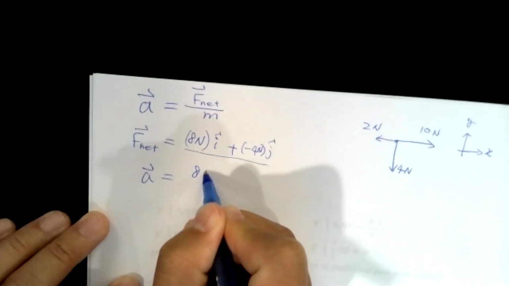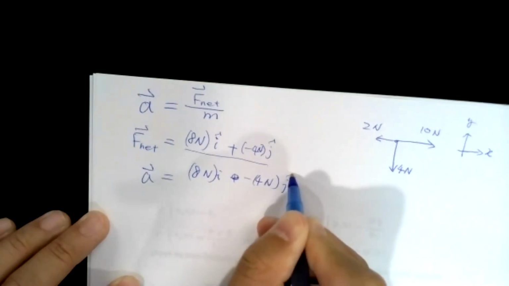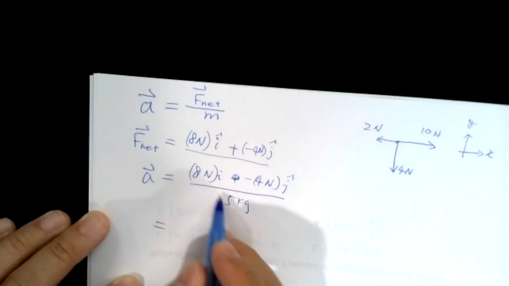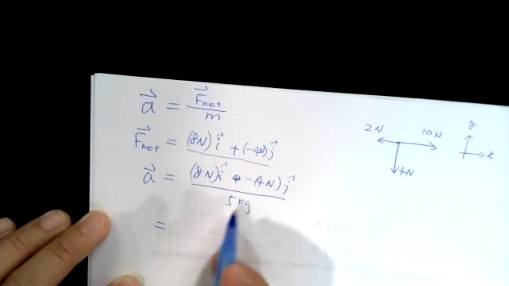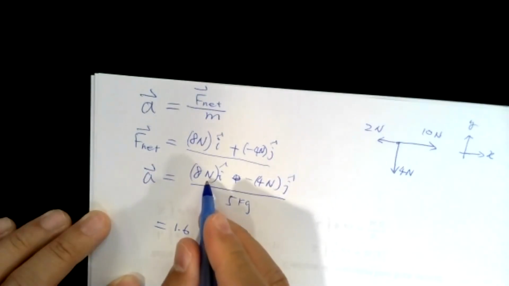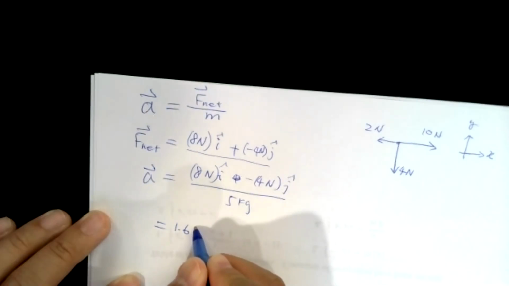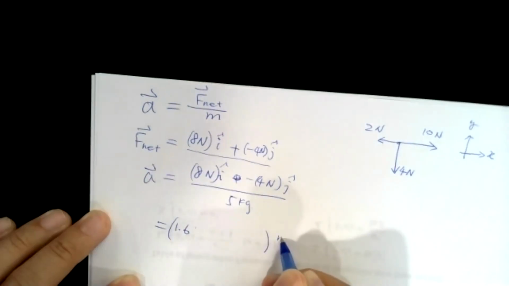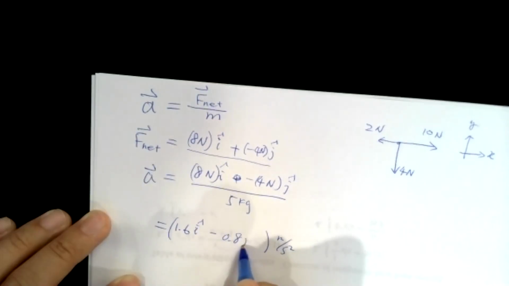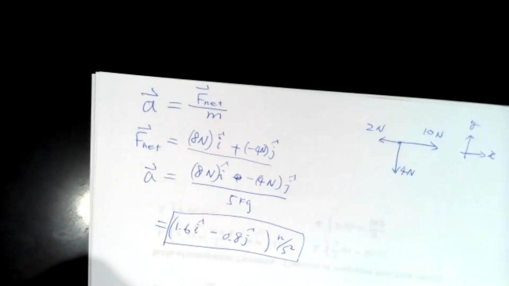Acceleration should be 8 newtons I minus 4 newtons J divided by the 5 kilogram. Okay, so then it should be 8 over 5 minus 4 over 5, which will be 1.6, or you can keep the 8 over 5. Newtons over kilogram will give you meters per second squared. So you can keep the units at the end. So 1.6 I minus 0.8 J meters per second squared. Okay, so I see a couple of you get that one right.